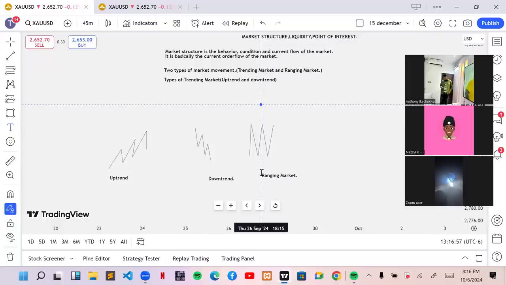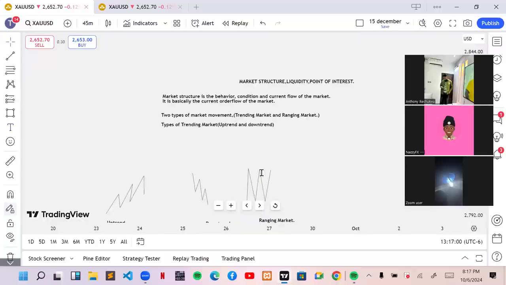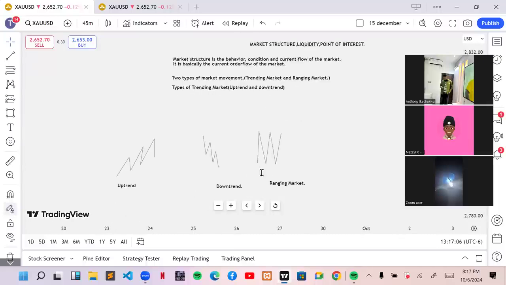So the market structure is the current flow of the market, the behavior and the condition of the market. There are two types of market movements: the trending market and the ranging market. In the trending market, we have the uptrend and the downtrend, and then we have the ranging market. So this is just the introduction to market structure.